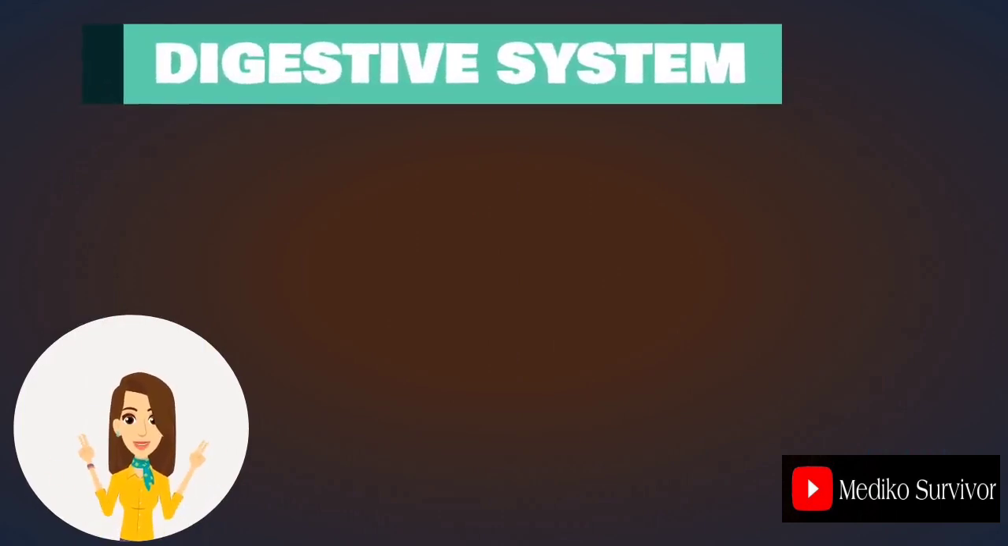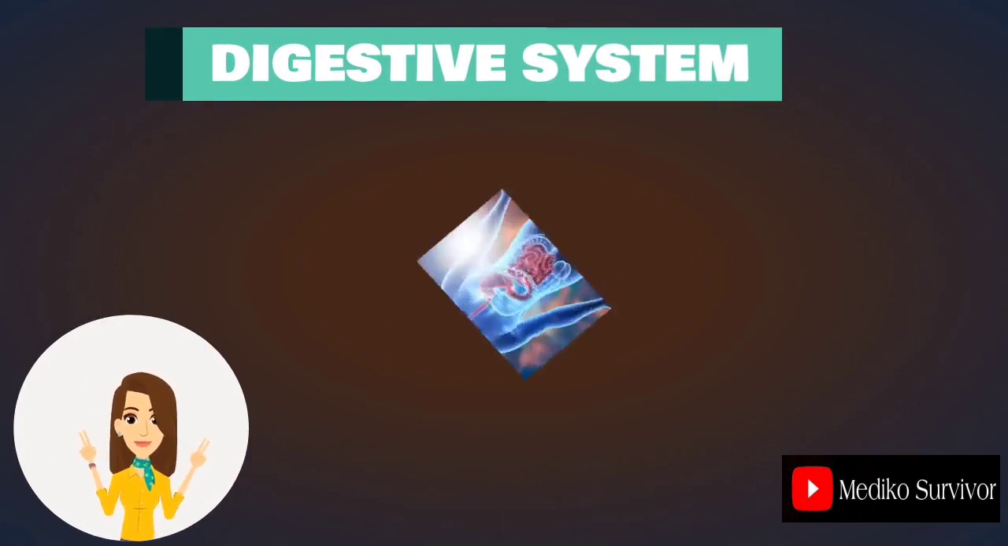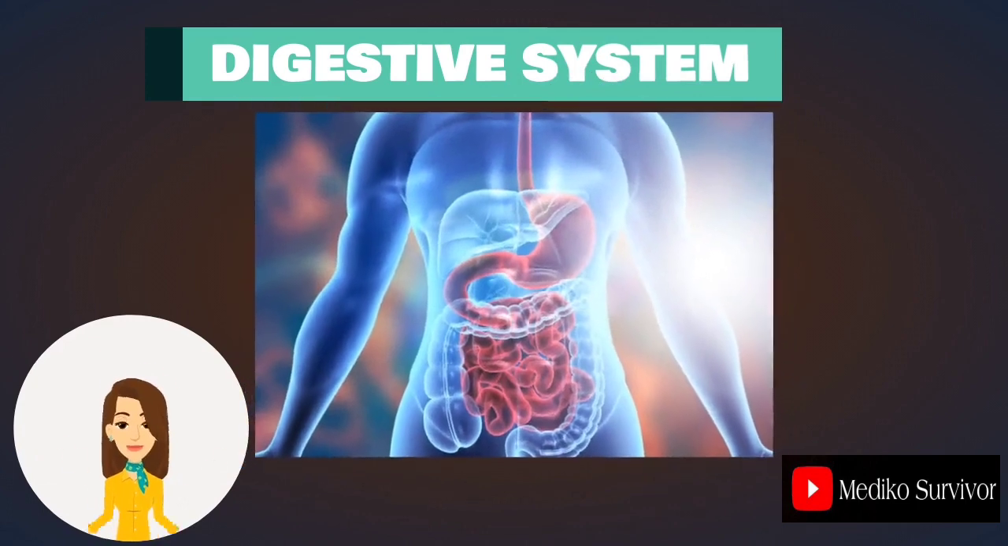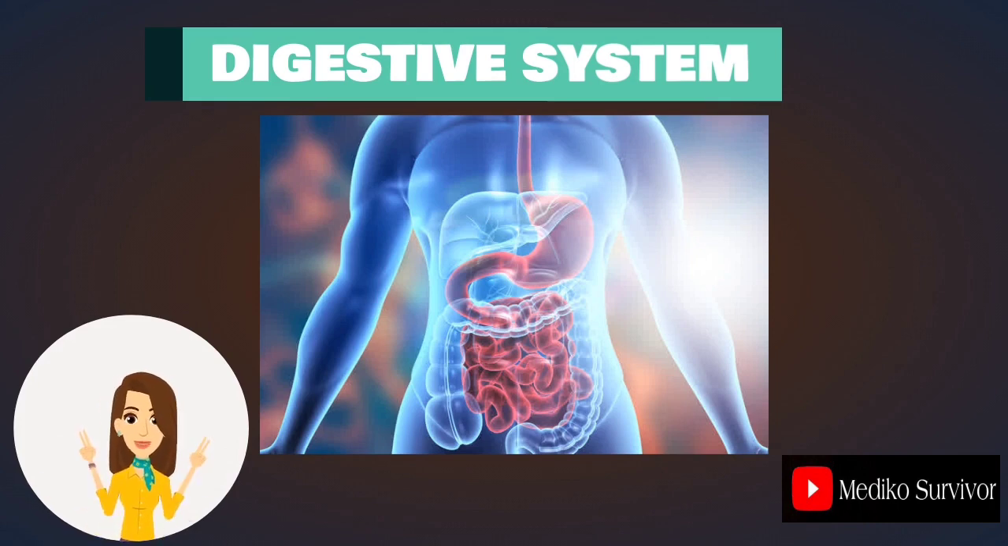In our last video we discussed a few organs of the digestive system, which include the mouth, salivary glands, pharynx, esophagus, and stomach. Let's now continue with another organ, that is, the pancreas.